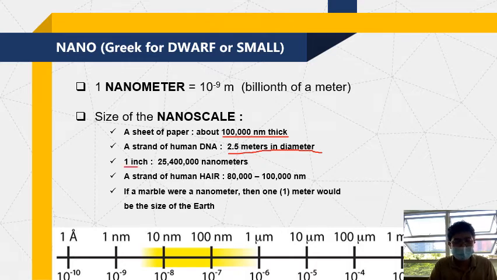And 1 inch is equivalent to 25,400,000 nanometers. And if you further compare that to a strand of human hair, the size of it would be 80,000 to 100,000 nanometers. Then lastly, if we compare that to a marble, then 1 meter would be the size of the Earth. So that's how small 1 nanometer is.